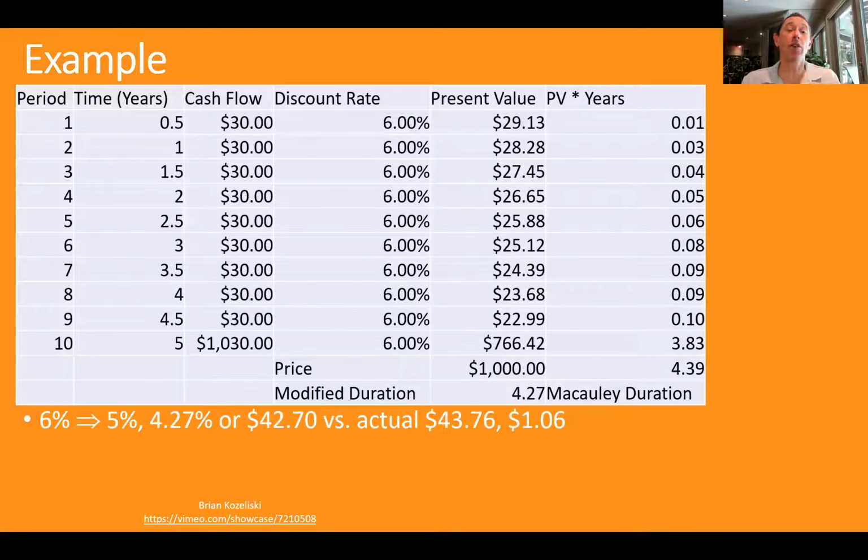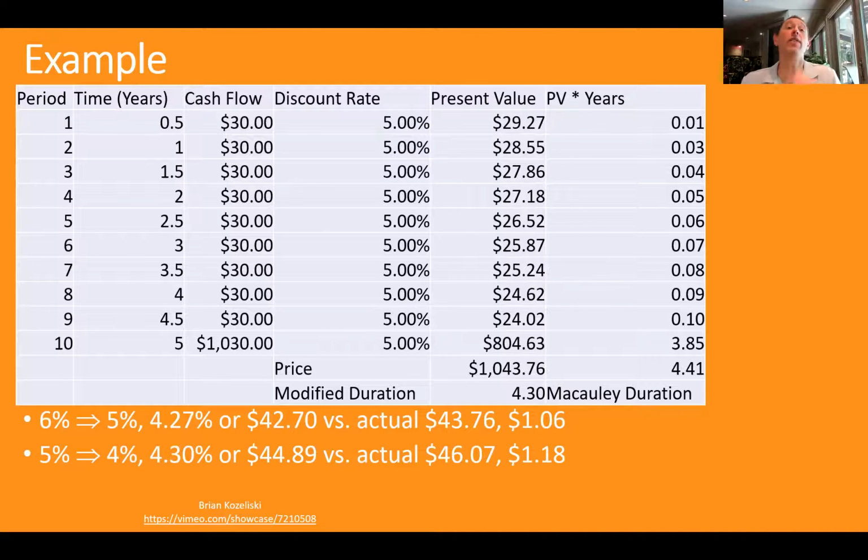Here, we're going to say, let's change it from a 6% discount rate to a 5% discount rate. That modified duration of 4.27 tells us it should change by 4.27%, or $42.70. In actuality, it changes by $43.76, or an error of $1.06, which you can see here in this particular chart.